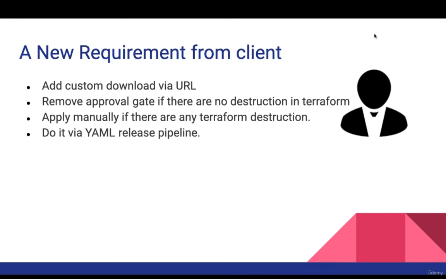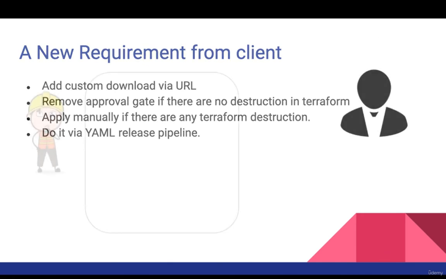However, on the contrary, he wants you to create a condition wherein if there are any destructions, there should be a manual approval, wherein you could review the destructions, then decide whether you need to reject or approve. And all of them, important part, all of them have to be done using the YAML release pipeline. So you can't use the GUI, and yeah, that's pretty much the requirement from the client.